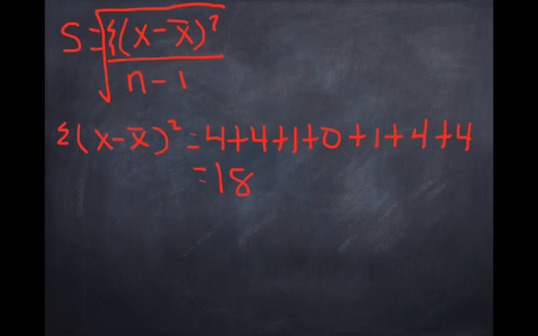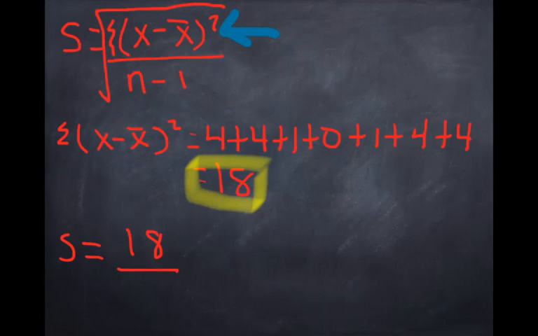And so let's just take a note right here. This 18 is this top number in the square root, and that is the hardest part of finding the standard deviation. And so what you want to do next is you're going to have S equals 18 divided by n minus 1. Recall n is our sample size, how many values we have. We have 7 values. And so you're going to have 18 divided by 7 minus 1, 18 divided by 6, and that gives you 3.